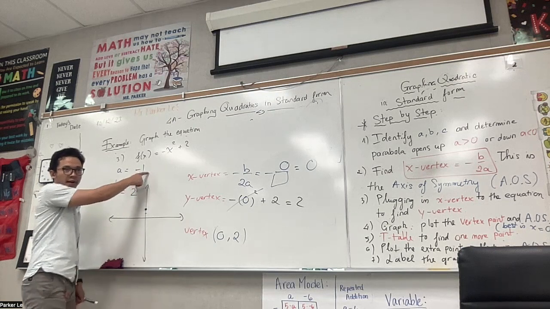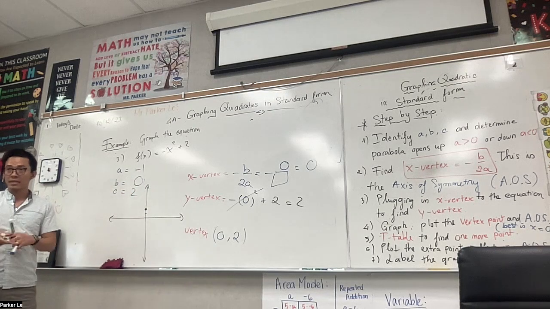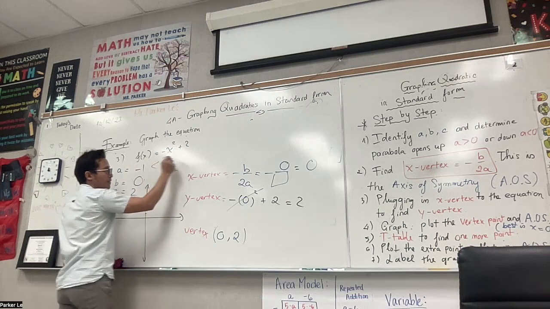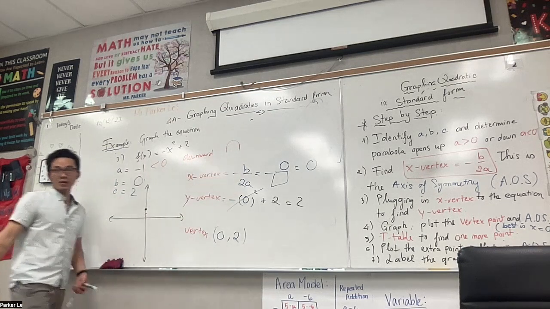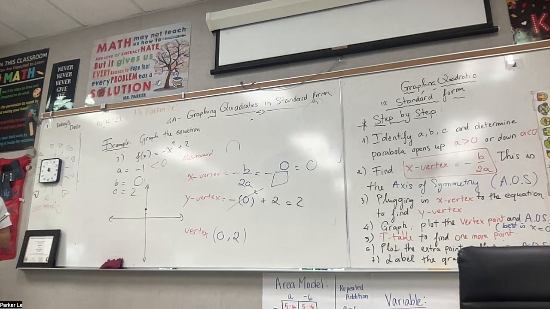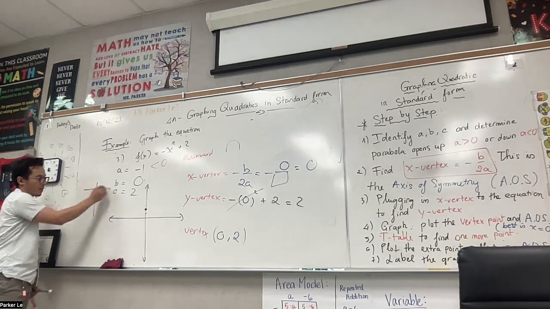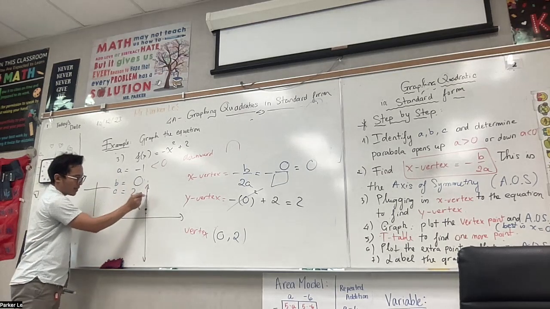Oh, we forgot to identify: is it downward or upward? Downward, because A is negative. Okay, look at this. This is for you to check. Good. Oh, the axis of symmetry.